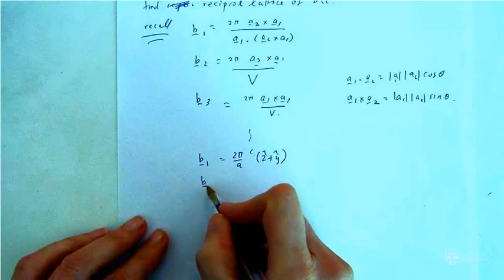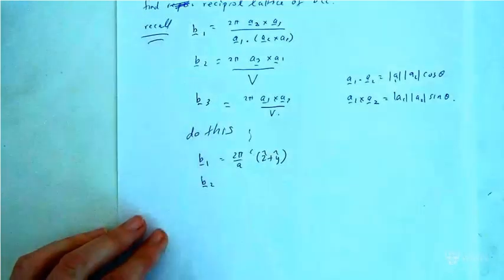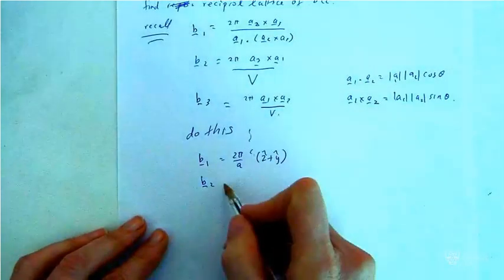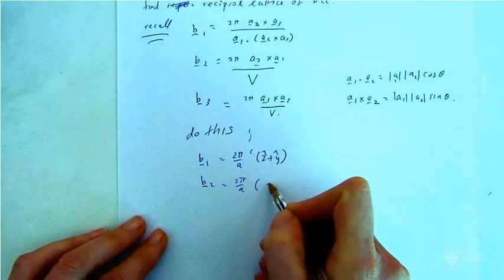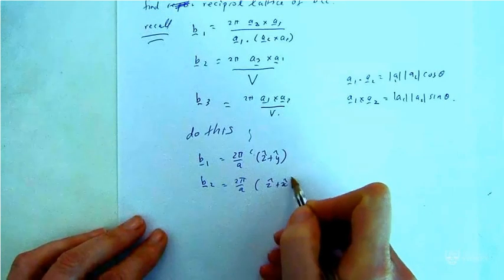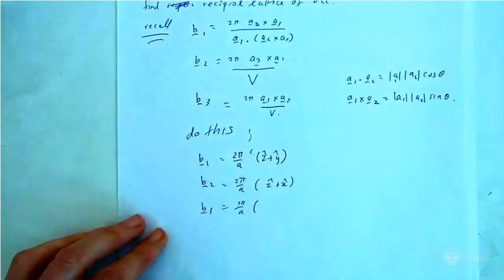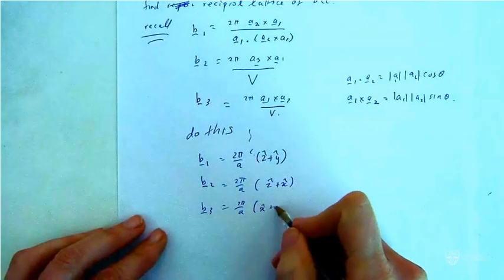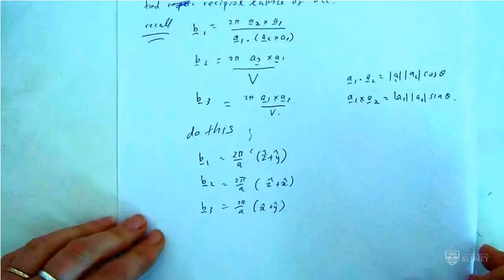B2, again, is your 2 pi over A, z hat plus x hat, and B3, 2 pi over A, x hat plus y hat. So it's sort of complicated when you're doing it, but it comes down to some quite nice vectors there, reciprocal lattice vectors.